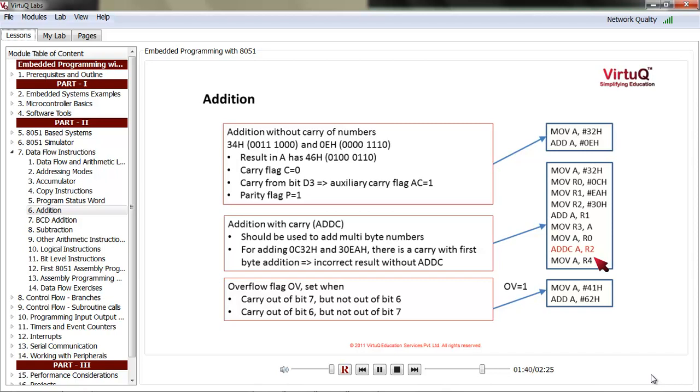Another important flag with addition is the overflow flag. And that makes sense when signed numbers are being added. So the overflow flag will be set in two different conditions. In the first case, suppose there is a carry out of bit 7, but there is no carry out of bit 6. Then the overflow flag will be set. In the other case, suppose there is a carry out of bit 6, but there is no carry out of bit 7. Then again the overflow flag will be set. So the first one belongs to overflow in case of negative numbers, and the second one belongs to overflow in case of positive numbers. So in the example we have here, the overflow flag will be 1.